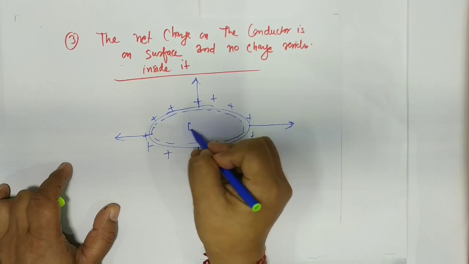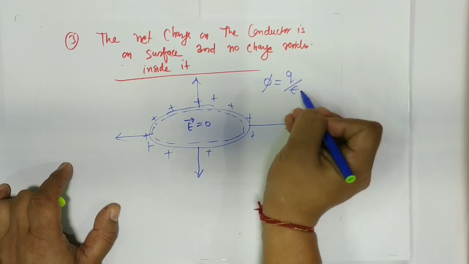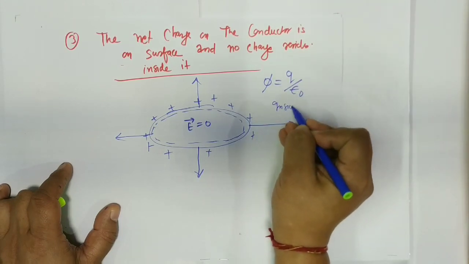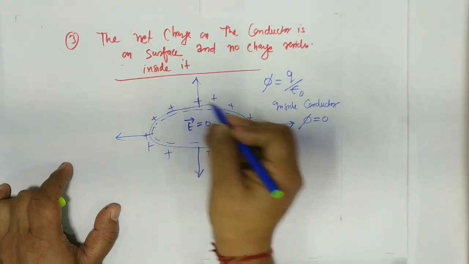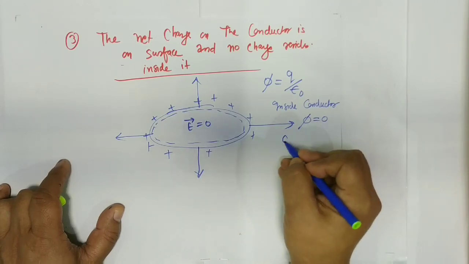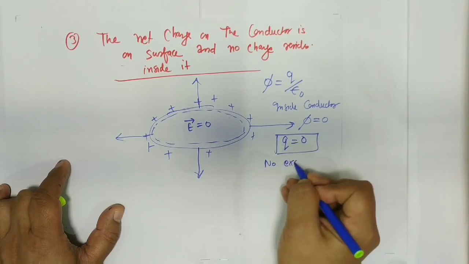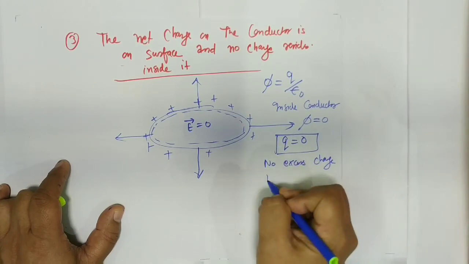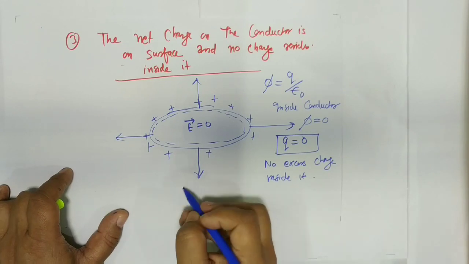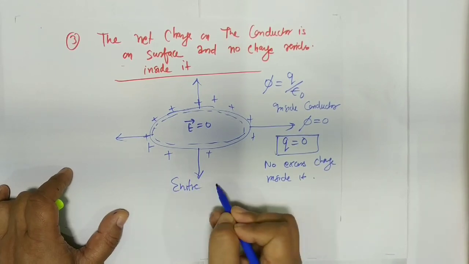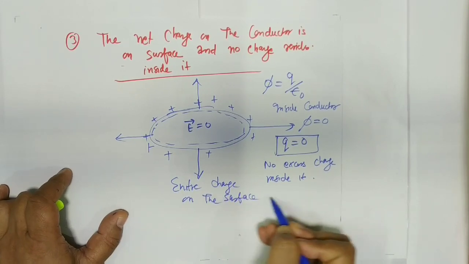And this is the main surface of the conductor. What is the electric field inside? 0. We all know that phi is Q by epsilon naught. We have already discussed. Inside the conductor, what is the flux? You remember, it will be 0. Charge will lie on the outer surface. If flux is 0, then Q will be 0 inside it. So no excess charge inside it. So remember, the entire charge is on the surface of the conductor.